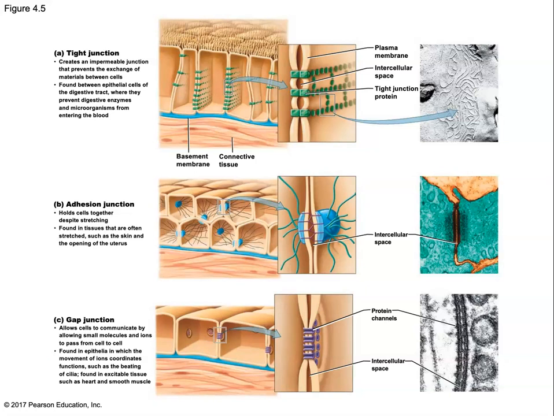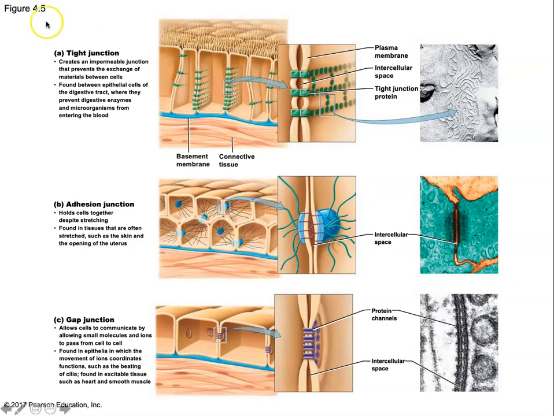Here we have a table of junctions that help show how these tissues can be used together to form an organ. What we'll find is that there are several different types of junctions that are going to hold tissues together.